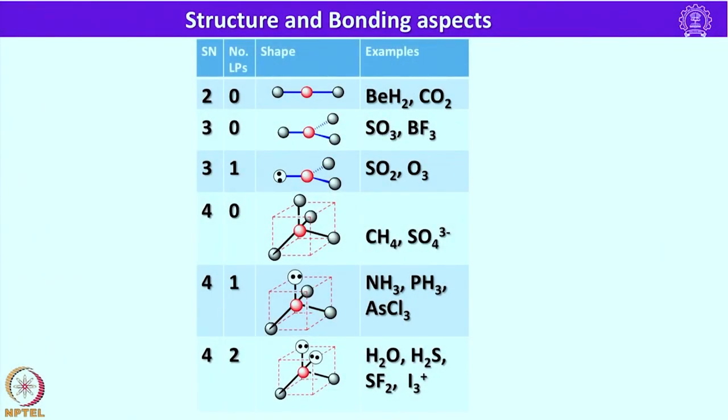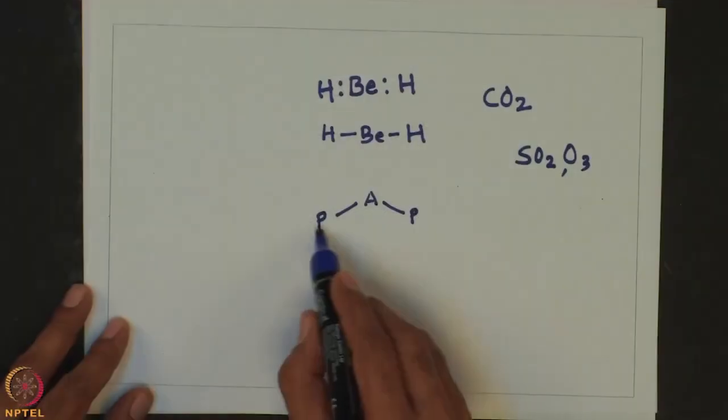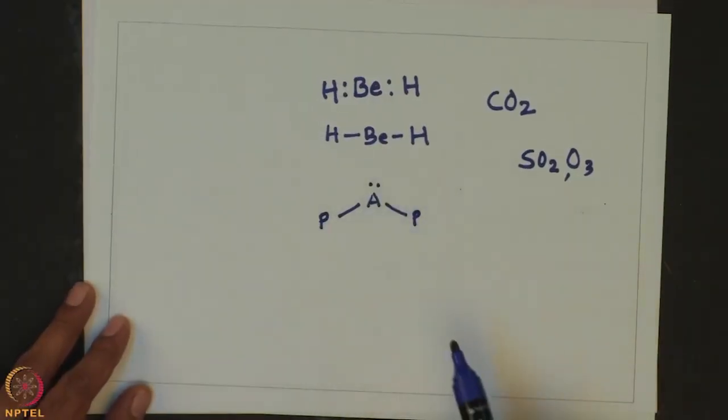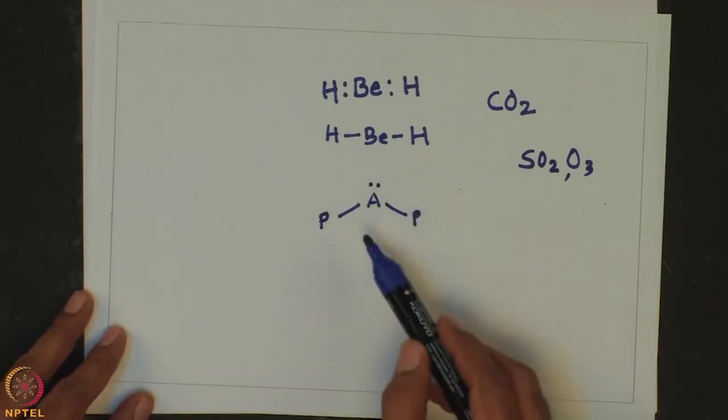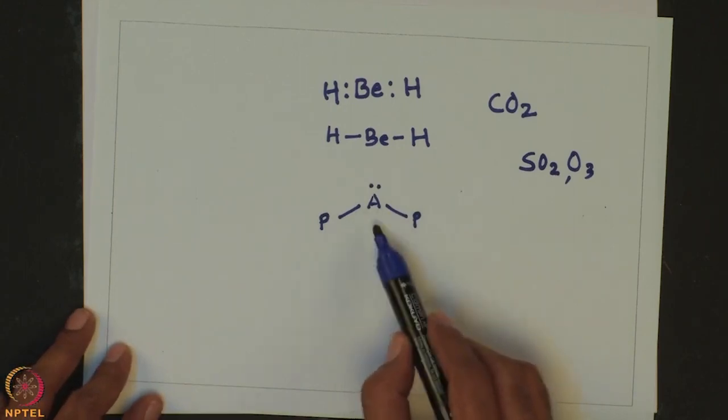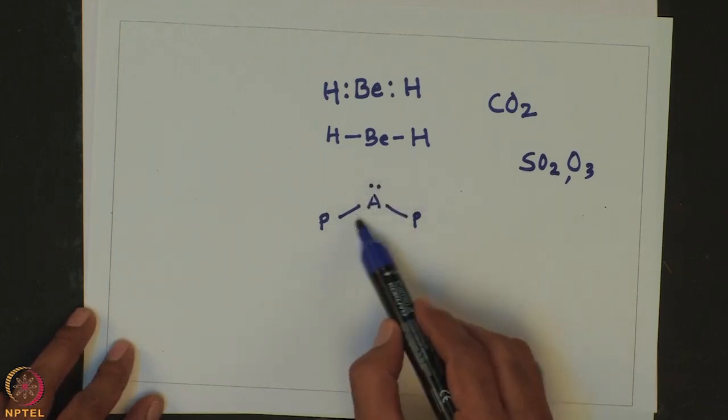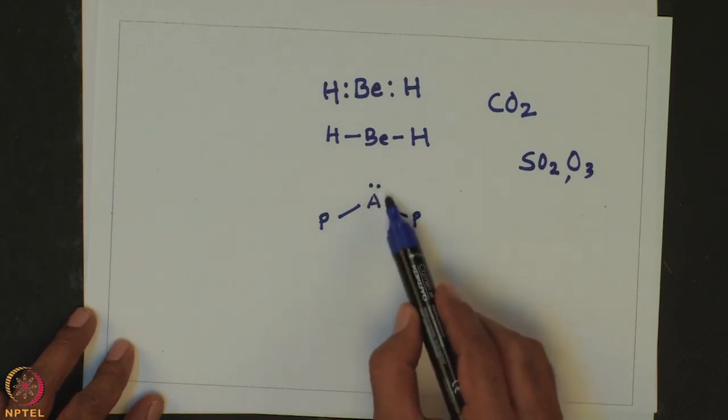Linear geometry will be there, or one can also write something like this. In case of steric number 3, we come across 2 types of molecules having no lone pairs, that is BF3 or SO3. We can also have 2 bonded pairs and a lone pair. In that case, examples are SO2 and O3. So, in this case, what happens? Essentially, we have the central atom and peripheral atoms. Peripheral atoms are denoted by P, the central atom by A, and we have a lone pair here. So, these molecules have a bent shape, and here the angles are not necessarily 120. Here it may be a little less to accommodate this lone pair, whereas the other angle will be a little more.